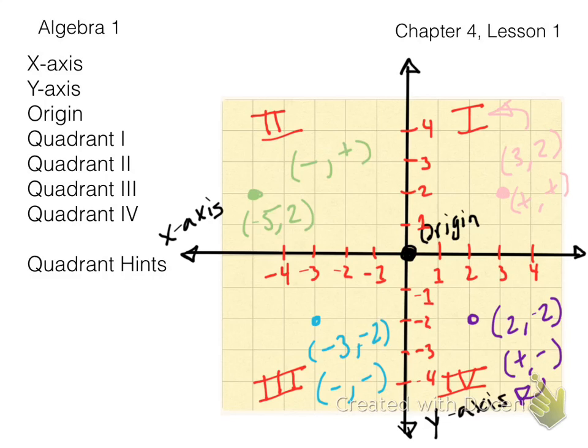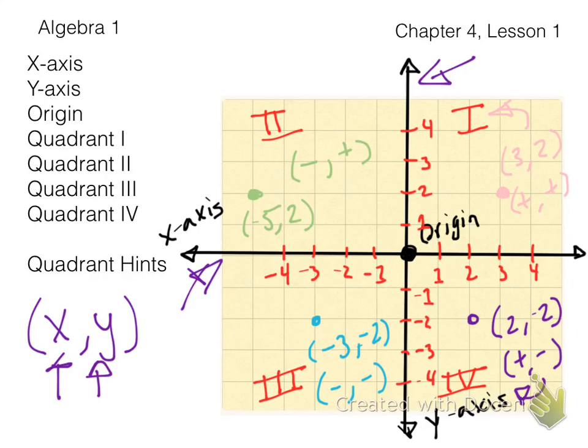Now, if I ever have a 0 as either the x or the y, because a coordinate plane always has an x coordinate and a y coordinate, x is always first, y is always second. If either the x or the y is 0, I have to be on an axis. Okay, I'm not in a quadrant if I have a 0 as either my x or the y. And we're going to talk more about that because we're going to graph.